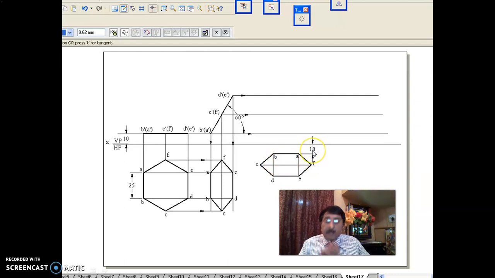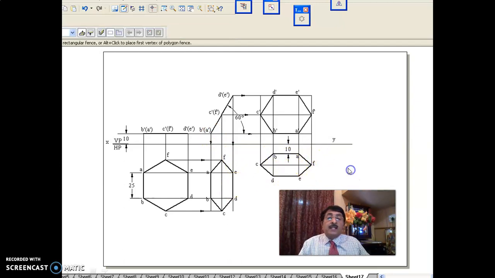Did you follow? That means in this problem, AB is 10 mm from HP. Now AB is 10 mm from VP also. The nearest edge is 10 mm from both the planes, both HP and VP. That is why you take this and copy here, move, copy, paste, rotate in such a way AB is 10 mm. Be careful. The same edge should be 10 mm from both the planes, not DE. You do this way and then get the corresponding projections in the front view.